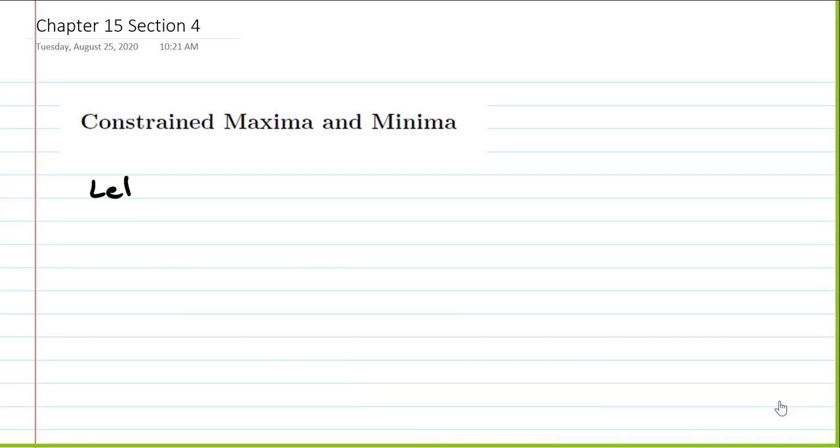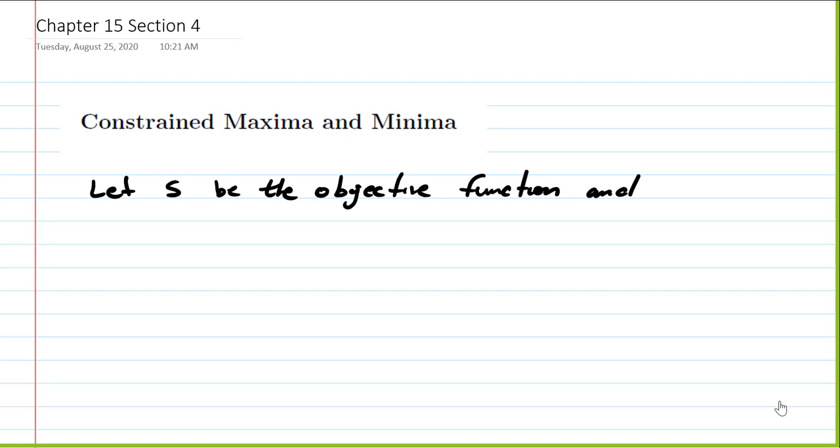Well, we're going to let S be the objective function. And g of x the constraint. And g of x, we'll just call it g, because we're not going to name the variables. And g equals some constant is the constraint.